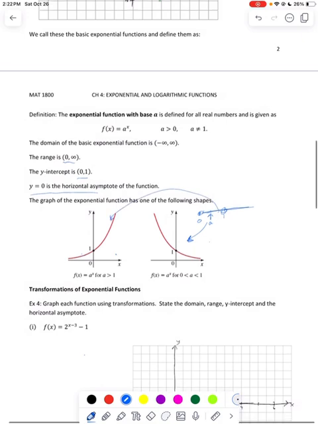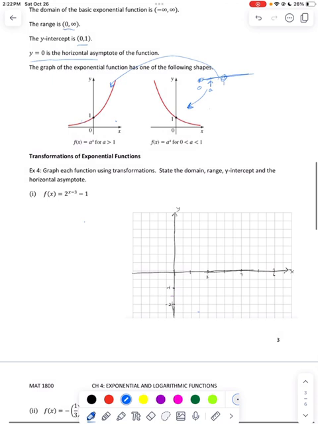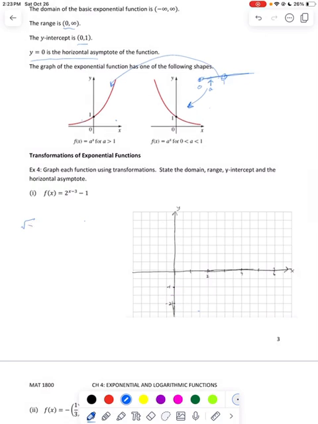We now talk about transformations of exponential functions. It works the same way as we have learned the transformations in other functions. For example, the square root x function, if you recall, we did a bunch of examples there. So let's look at this one first. This is f of x is 2 to the x minus 3 minus 1. So we can say that our base function is 2 to the x.